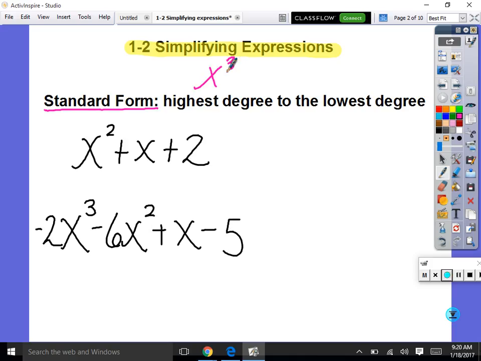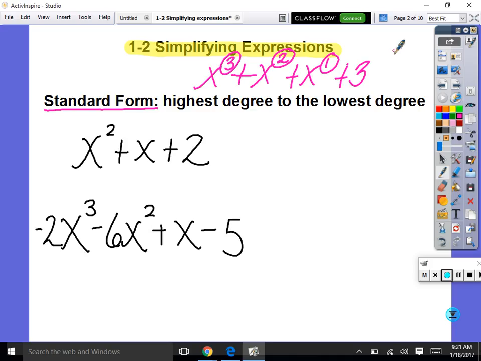So if we have x to the third power, the degree is 3. Does everybody understand? X squared, the degree is 2, plus x, the degree is 1, right? Plus 3 would be x to the 0 power. There's no x's there. Does everybody understand? Okay, so standard form means putting it from the highest degree to the lowest degree.